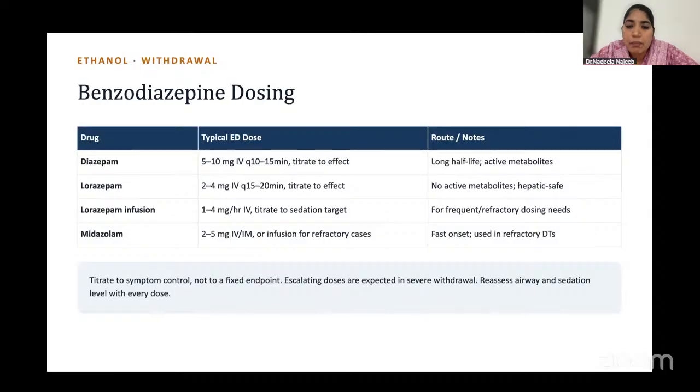Initially, instead of symptom-based therapy, a fixed dose regimen was used. The problem with the fixed dose regimen was that you required a higher dose of benzodiazepine and the treatment duration was also prolonged, which led to unnecessary airway protection and prolonged sedation. So that is why we have switched to symptom-based benzodiazepine treatment, where we target the sedation level and adjust the benzodiazepines accordingly.